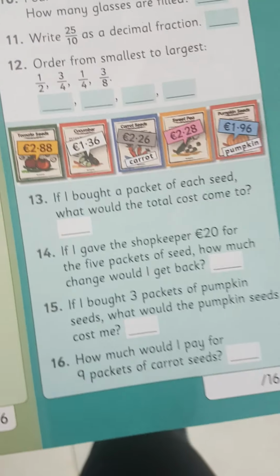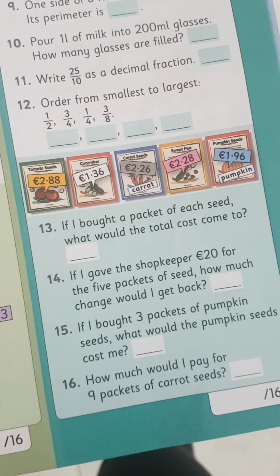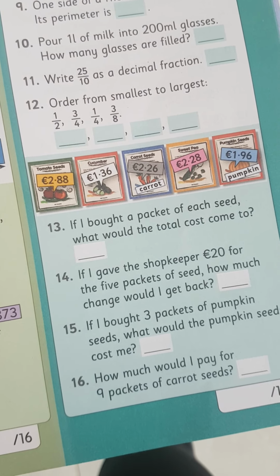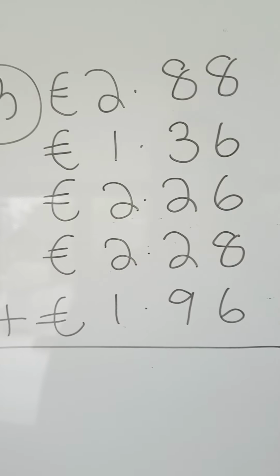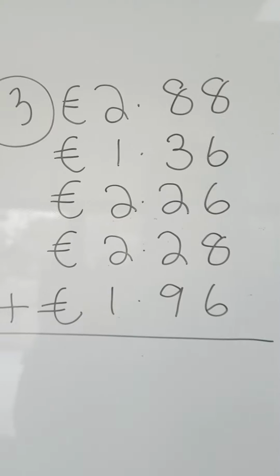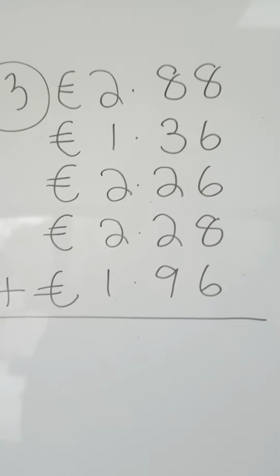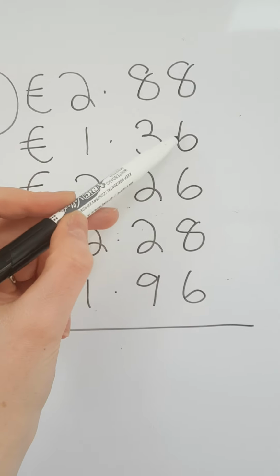Question 13. So we're on to the problems now. If I bought a packet of each seed, what would the total cost come to? So I have to add all of these now to get the total cost. Okay, so I have my 5 numbers written here. If you wanted to break it up and do a few sums, you could. I'm just going to put all the 5 of them together, but it is going to be a small bit trickier, but I'm sure we'll work it out. So I've got 3.